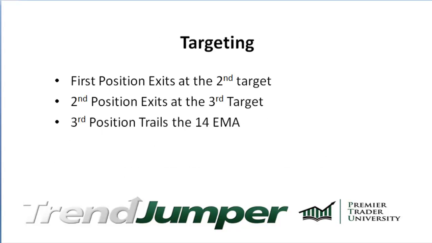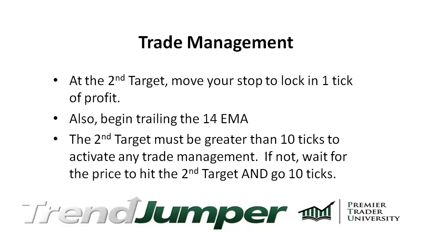The targeting is quite simple. We're going to take our first position off at the second target. We're going to exit our second position at the third target, and we're going to trail the 14 EMA with our third position. I'll talk about how we trail in a few moments when we talk about the trade management part of this strategy. If you're only trading a single position, you're going to want to exit at the second target. Once you're able to add a second position, you'll want to exit that at the third target. Finally, when you've grown your account to a certain level, you can add a third position and trail the 14 EMA. Let's talk about trade management.